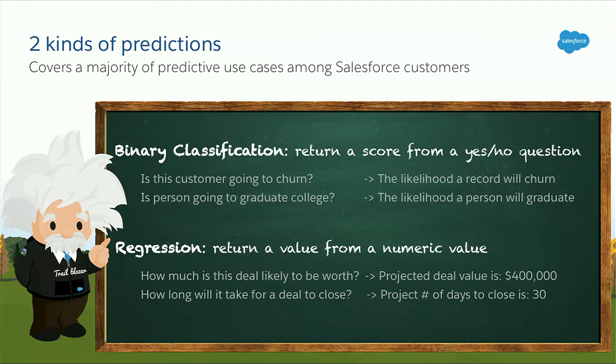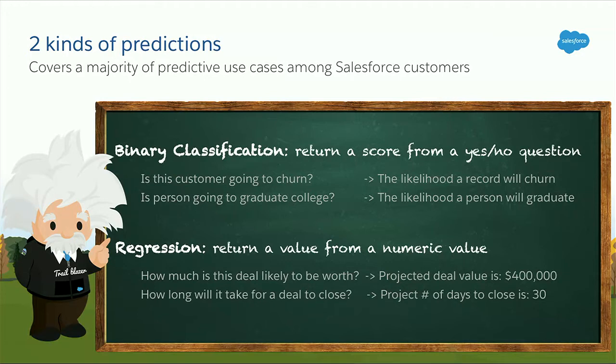The first type of problem is binary classification. To put it in simple terms, it's asking a yes or no question. Whether my customer is going to churn, whether the participant in my college program is going to graduate. These are all good business questions they want to answer. And both Discovery and Prediction Builder can help you to solve this problem.